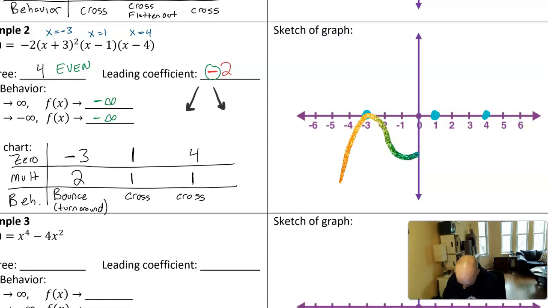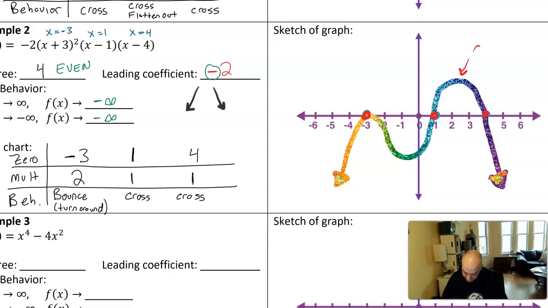Bounce. Cross. Cross. And down. Don't forget to add arrows on both sides. It's just a good habit. And that would be a good graph of your polynomial. I'll highlight my zeros again. That's a pretty fair graph of f of x.